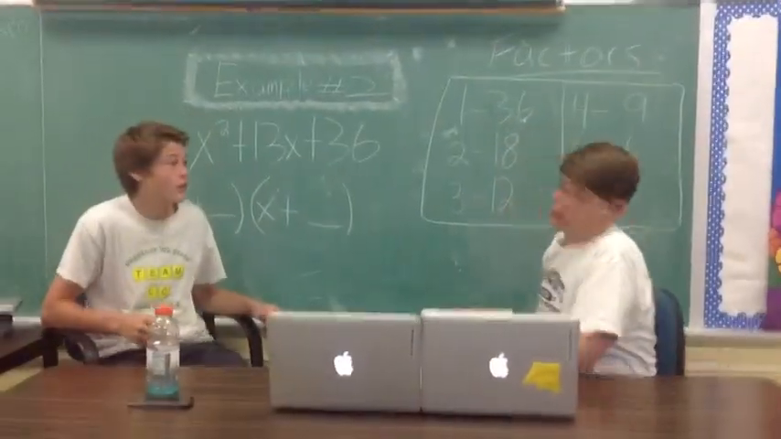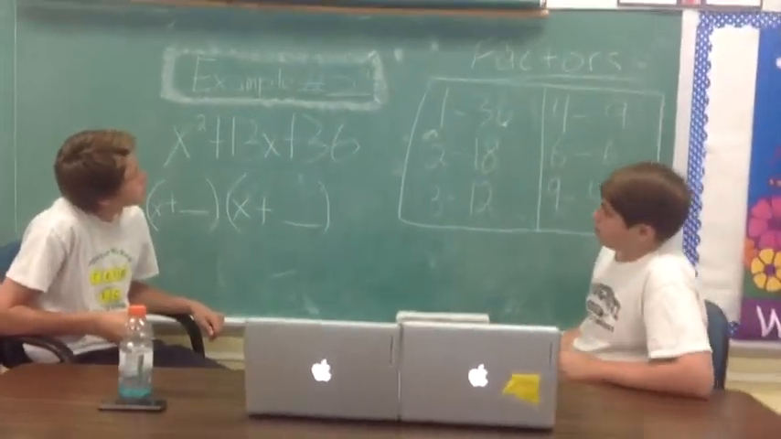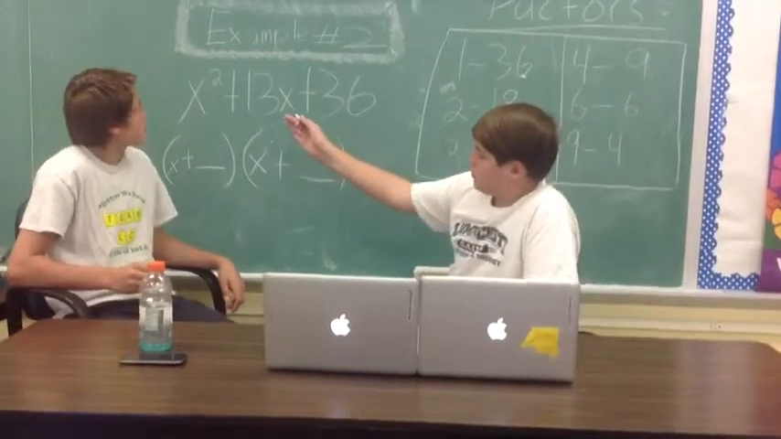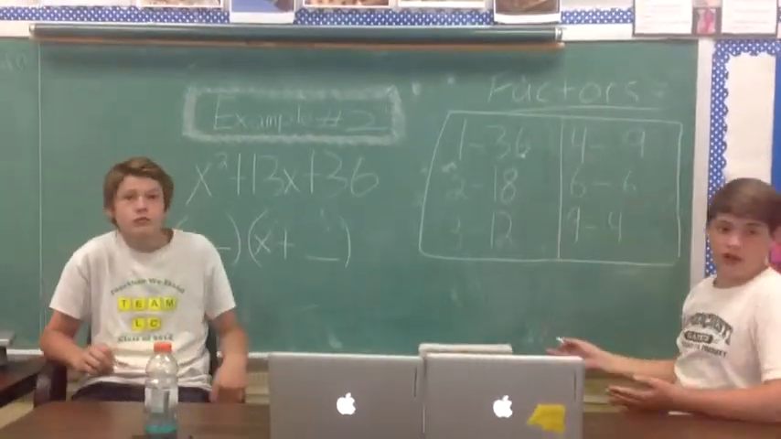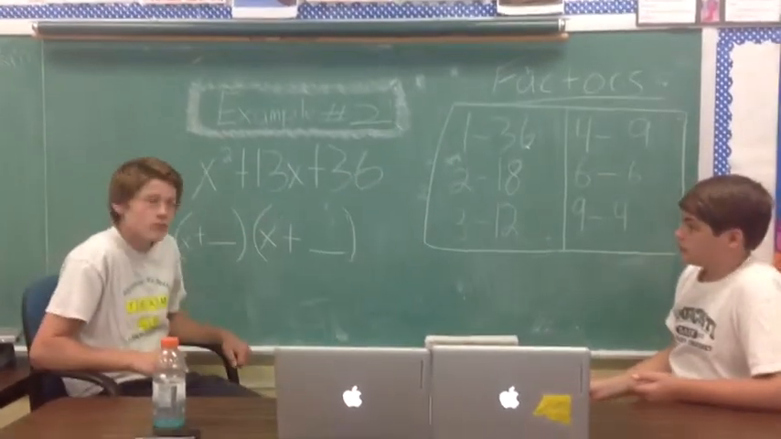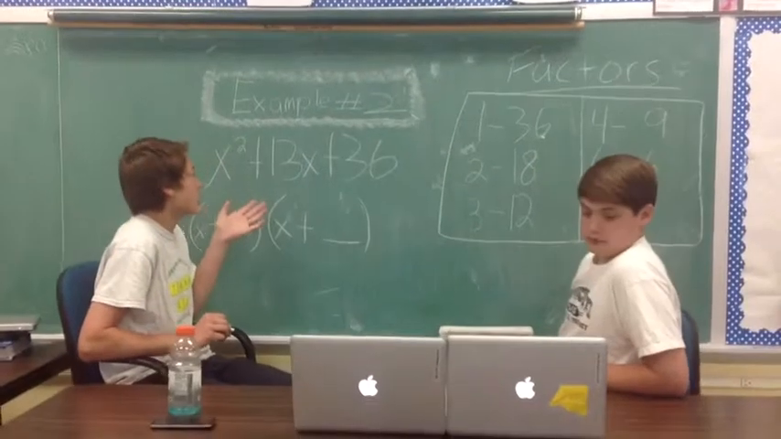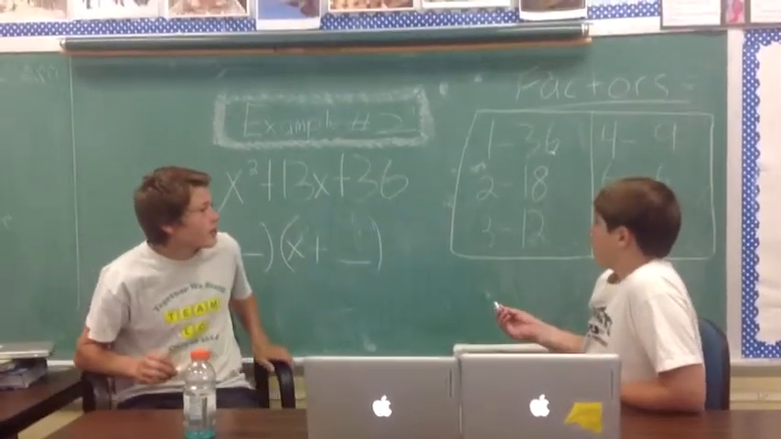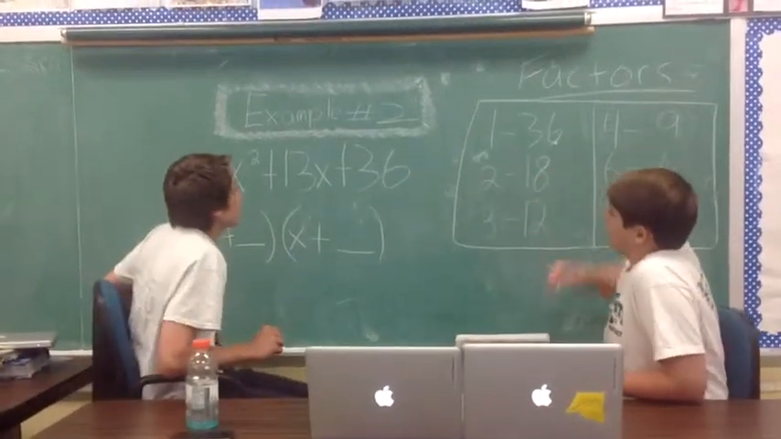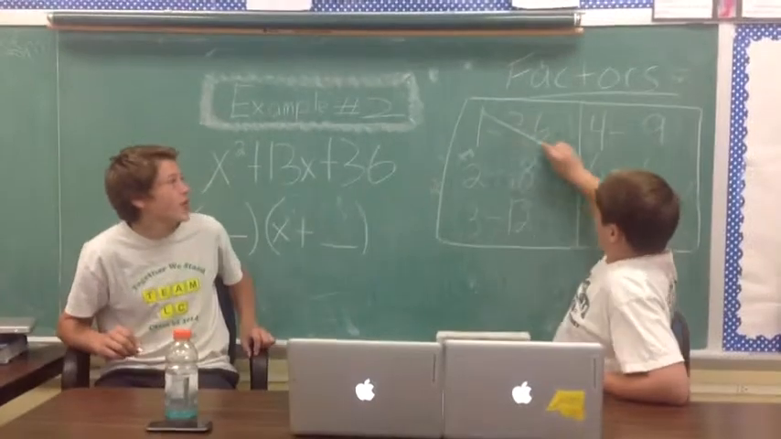Now we're going to do another example with the factors in mind. The problem is x squared plus 13x plus 36. We have already listed all the factors. Now, let's see if any of the factors add up to 13. So, what is 1 plus 36, Charlie? Well, that goes into 36 for the multiplication, but that definitely does not add up to 13. So we can't use that one.